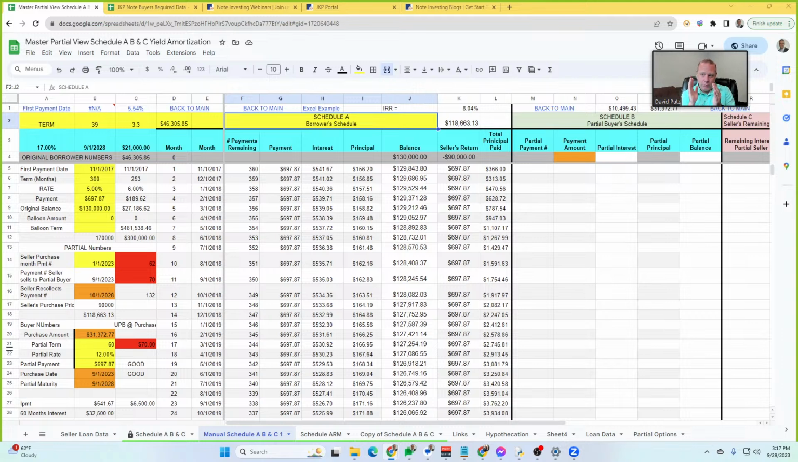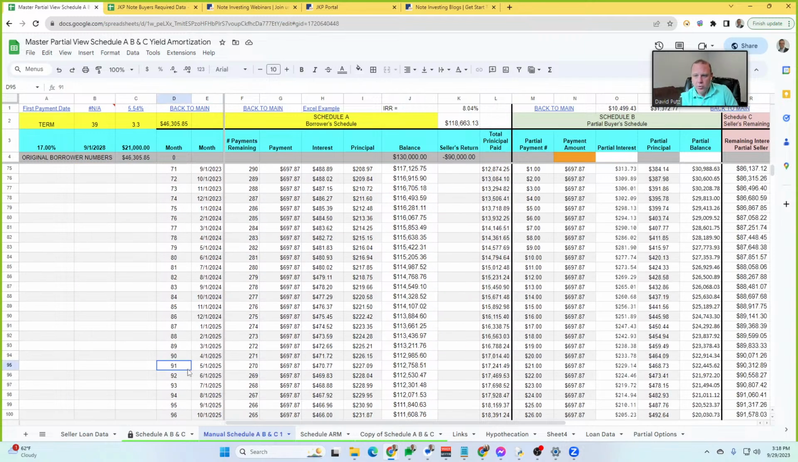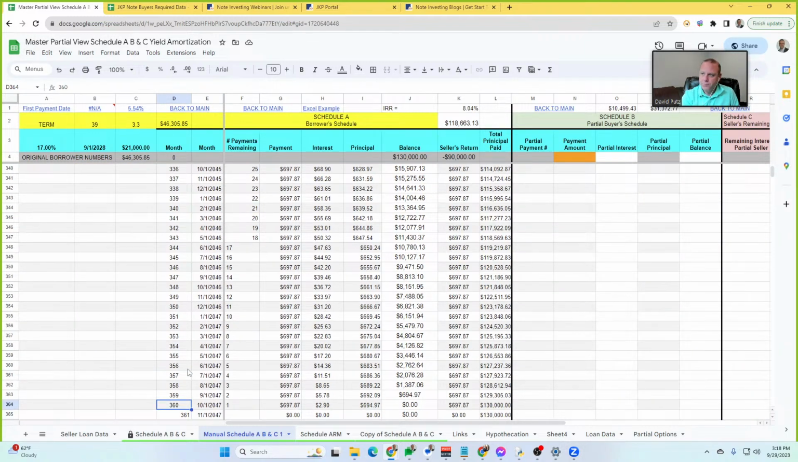When the borrower makes payments, they make payments to whoever owns the note. So in our world, most of the time when you buy the note, you're literally buying a payment for a period of time. When you buy a whole loan, you're buying the payments to the end of the term. When you're buying a partial, you're buying payments until the partial term is over. So in a note partial situation, we have month one, month two, all the way down to payment 360.